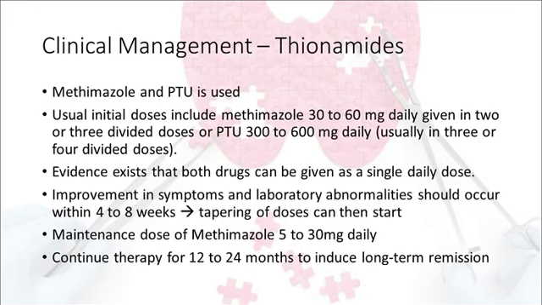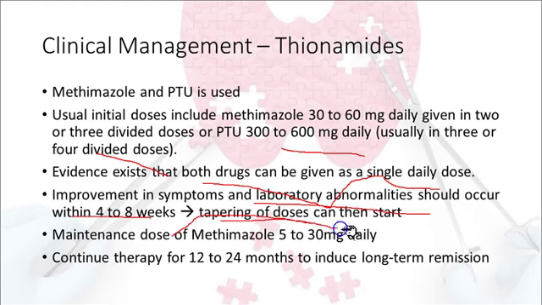The usual initial dose of methimazole is usually 30 to 60 milligrams daily in 2 to 3 divided doses, whereas propylthiouracil is dosed anywhere between 300 to 600 milligrams per day, usually in 3 to 4 doses. There is evidence that both drugs can be given as a single daily dose, and improvement in terms of laboratory abnormalities is usually within 4 to 6 weeks, after which you can start tapering the dose.